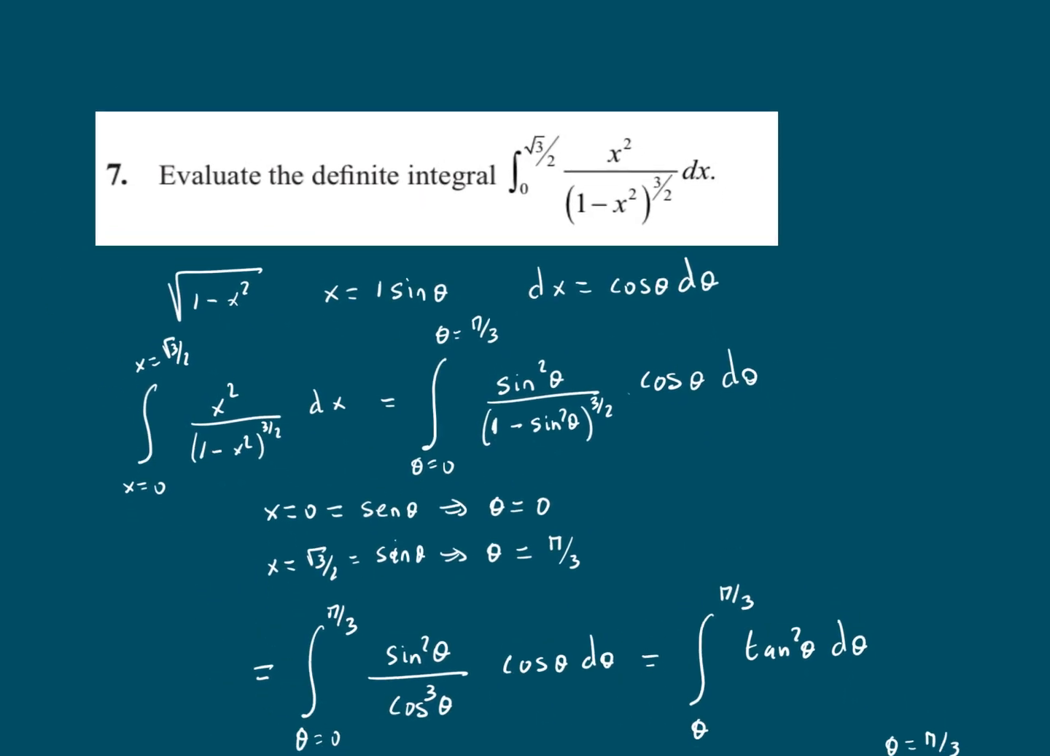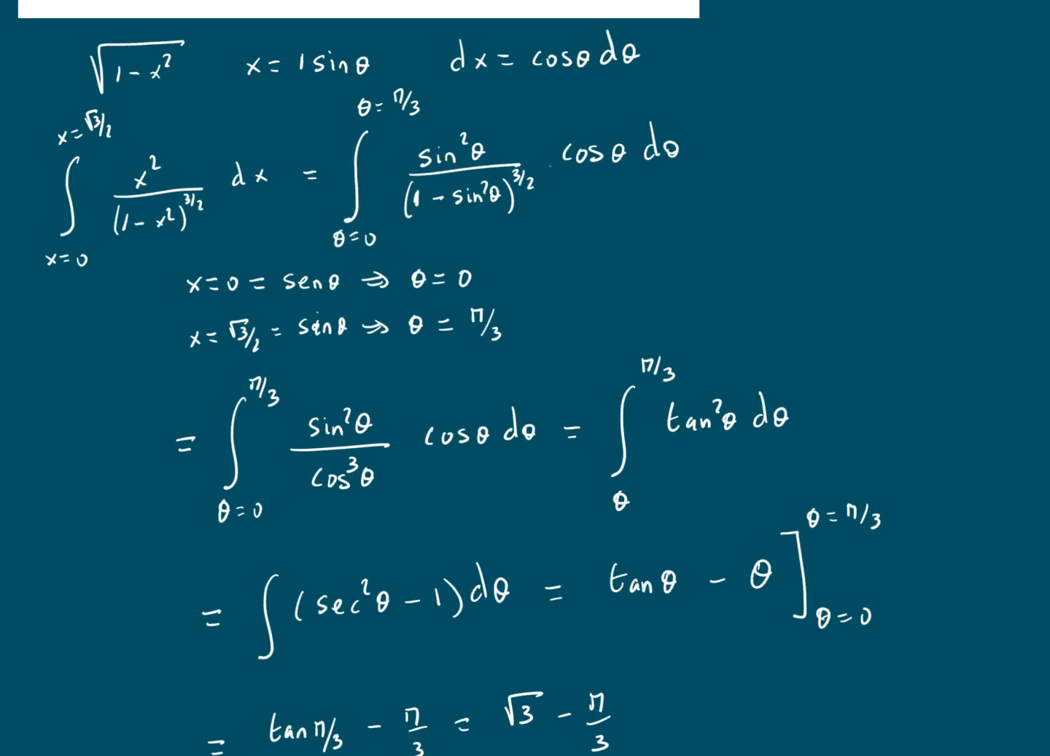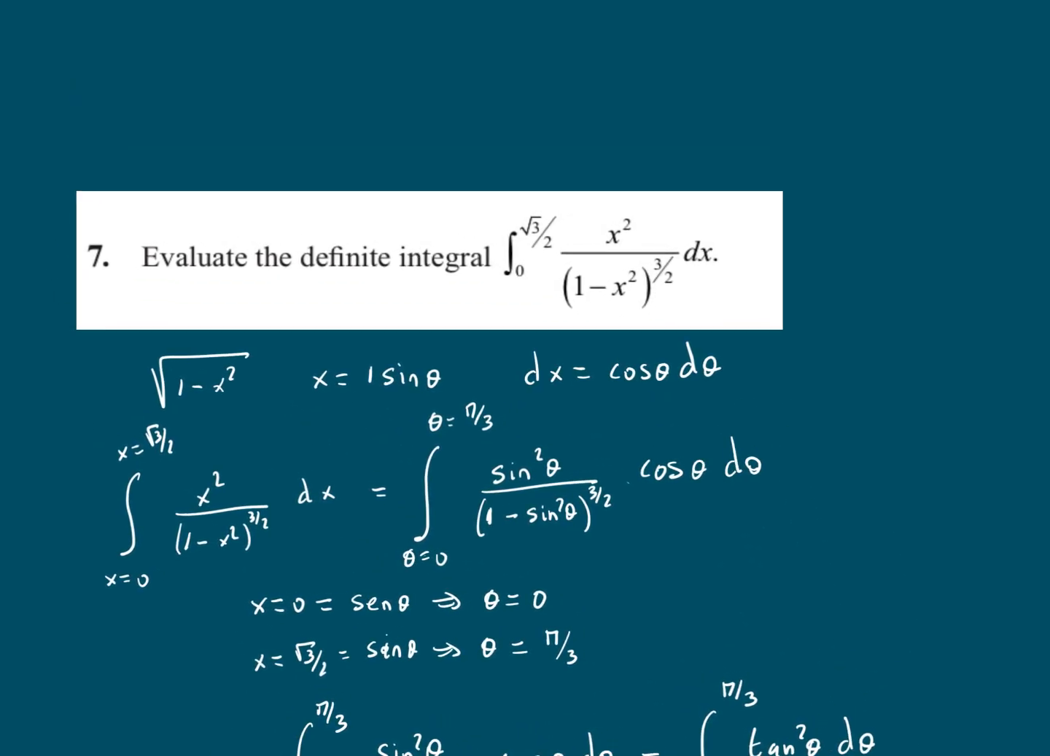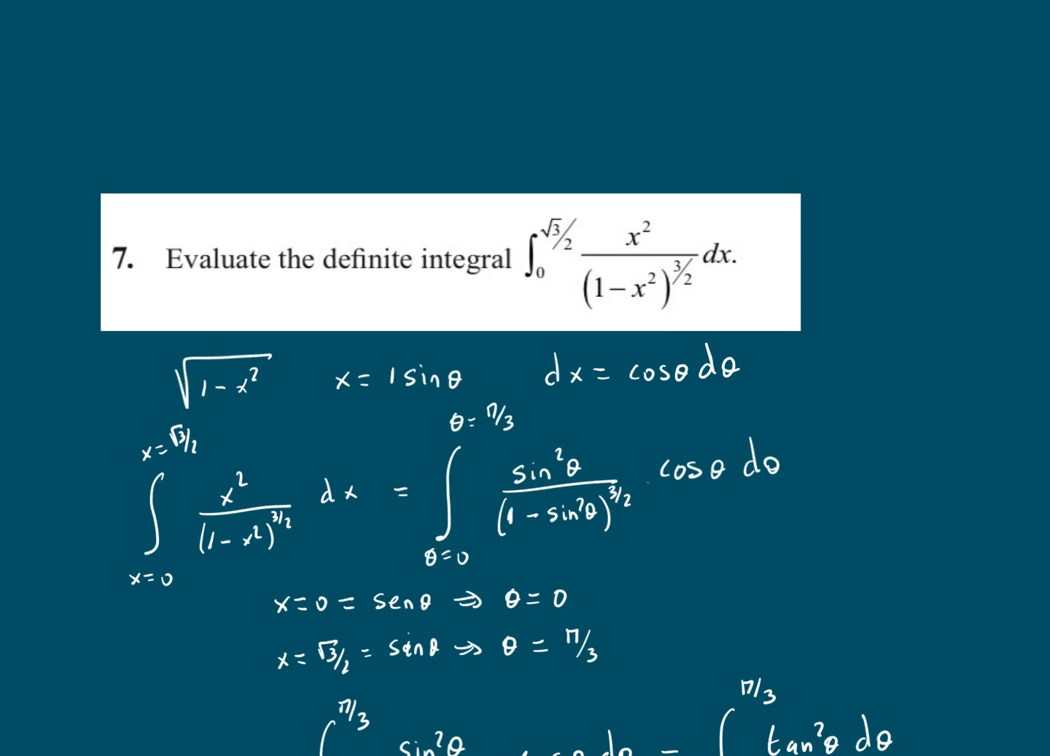It says evaluate this integral, the integral from 0 to square root of 3 divided by 2, x squared over (1 minus x squared) raised to 3/2. So it's the square root of 1 minus x squared to the cube. When something appears in this form, 1 minus x squared, the change of variables that we will use is x equals a sine of theta. So x equals sine of theta, and dx is cosine of theta d theta.